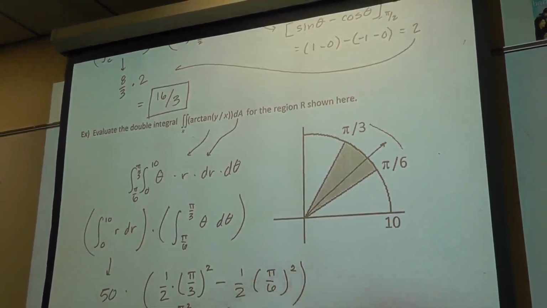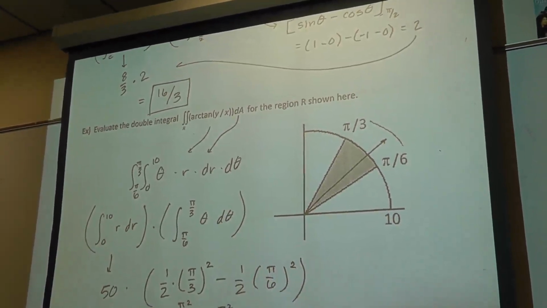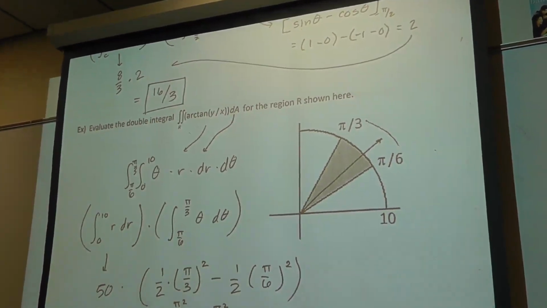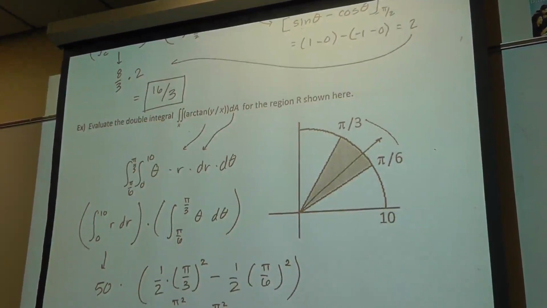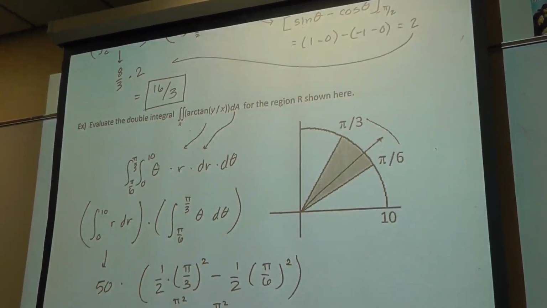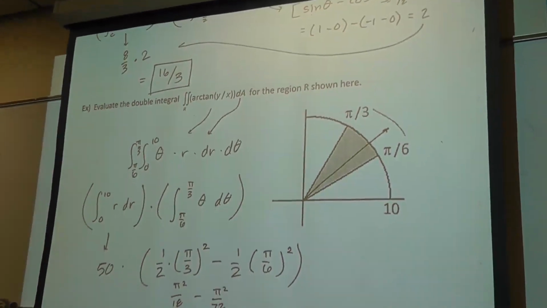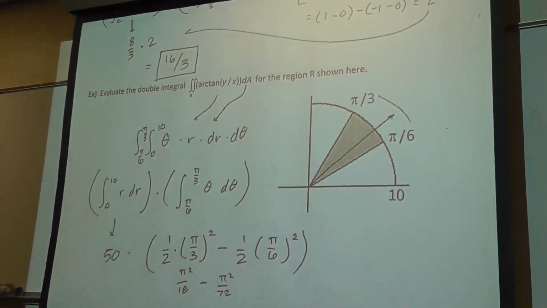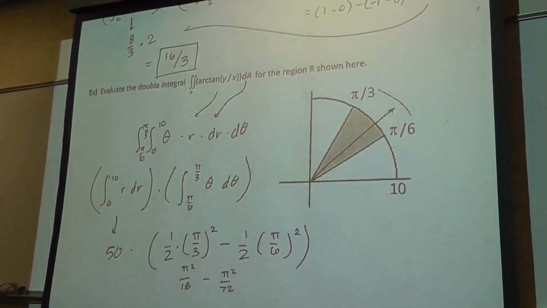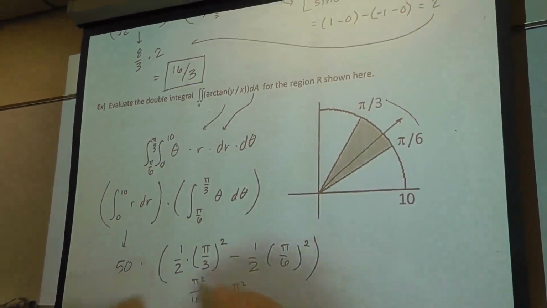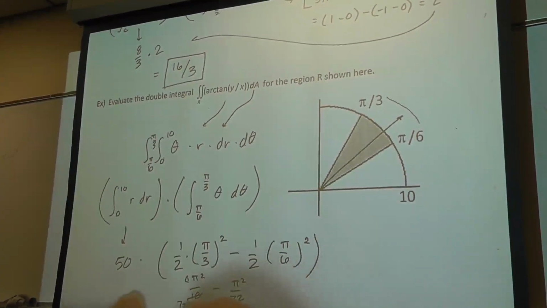Let's see. 18, does it go into 72? Well, 9 times 8, so 18 times 4. If you multiply the 50 through, you get 25 pi squared over 9 minus 25 pi squared over 36. And if you multiply both of those by 4 over 4, you get an easier common denominator in that case. Well, I already figured out, since that's 18 times 4, that'll become 4, that'll become 72.